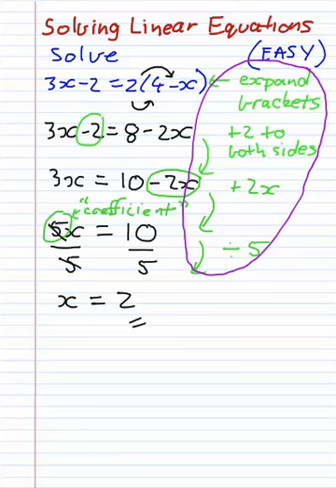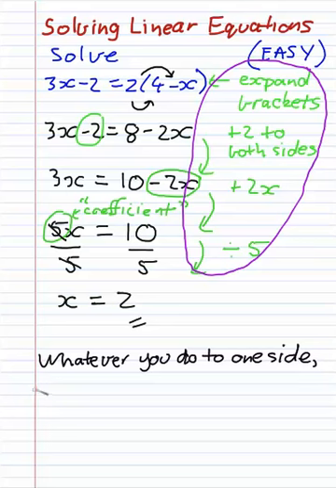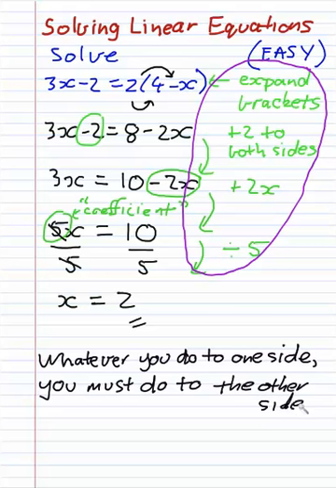And the other thing is what I guess I call the golden rule of algebra, and I'll try and write it down here. It's whatever you do to one side of an equation, you must do to the other side of the equation. So whatever you do to one side of an equation, you must also do to the other side of the equation.